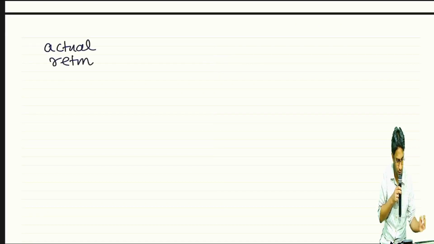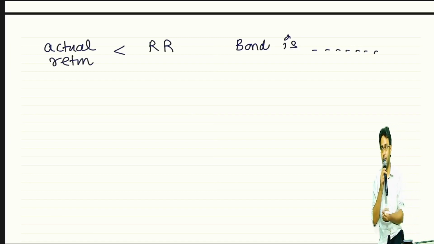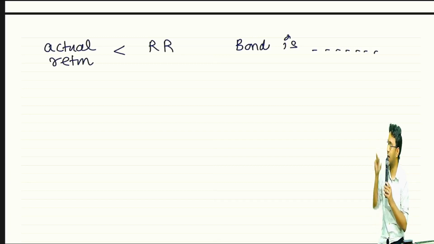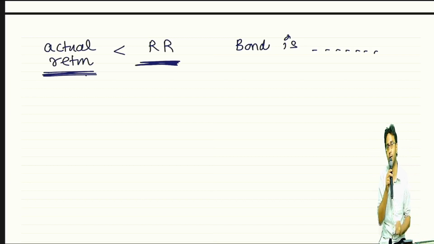Tell me this, sir. Actual return is less than required return. Bond is, fill in the blanks, underpriced or overpriced? Price I will not tell you. Look at returns and answer. I am getting less than what I want. That happens only in one case. Which case? Overpriced.